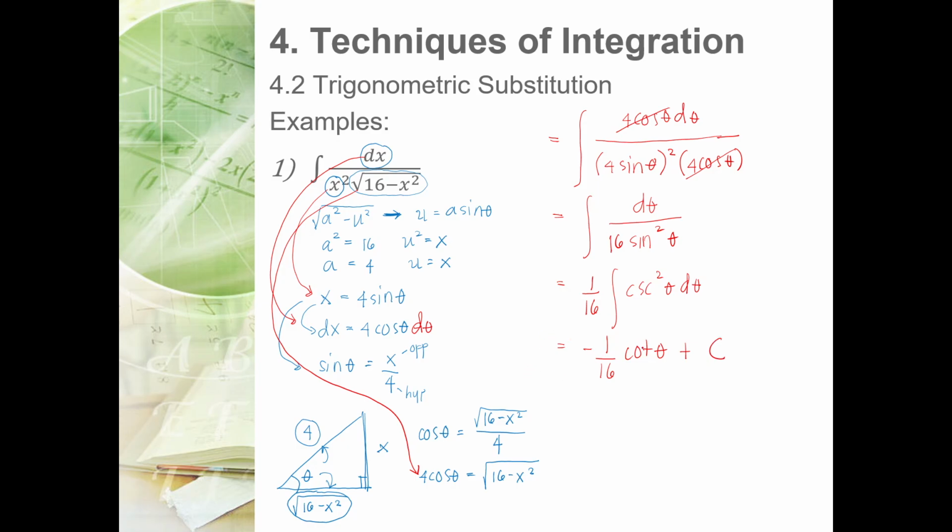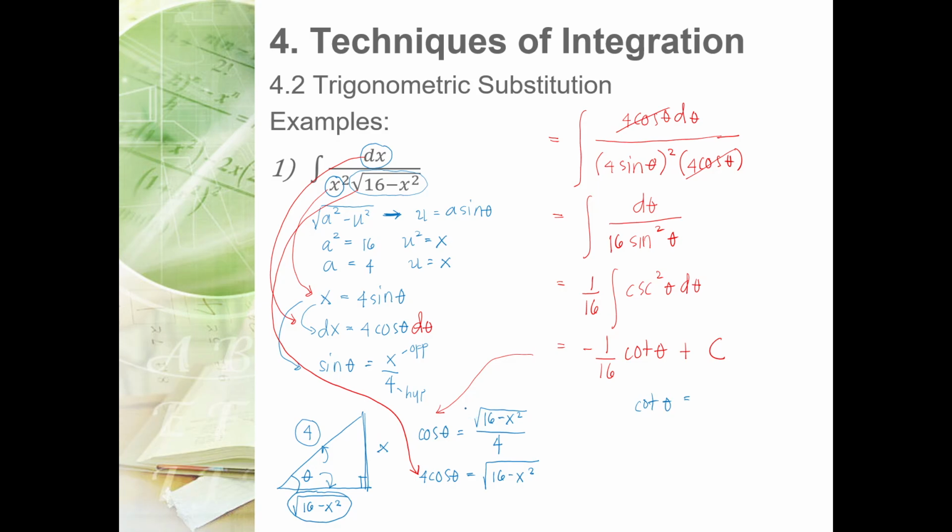It's not yet our final answer since this is still in terms of theta, and the variable in the given expression is in terms of x. So we need to utilize the triangle again to know the value of cotangent. So cotangent theta, coming from the right triangle.